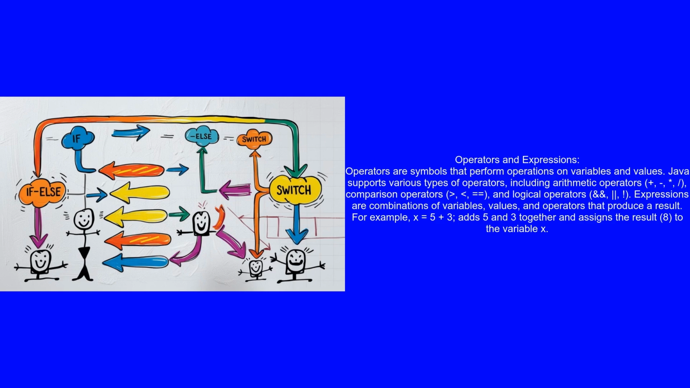For example, if we have x = 5 + 3, we're basically adding 5 and 3 together to get 8, and then storing that result in the variable x. It's like solving a mini equation in our code. So, just remember, operators are our helpers for doing all sorts of cool stuff in Java, and expressions are the magic combinations that make it happen. Cool, right?